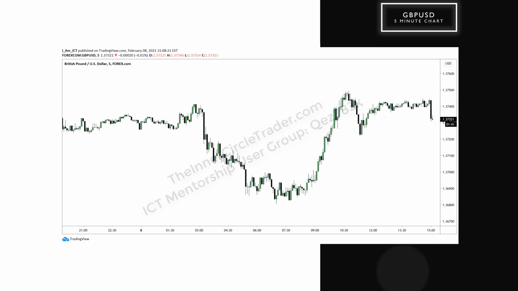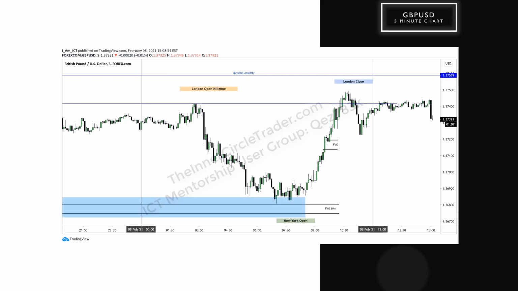All right, British pound versus the US dollar. This is our 5-minute chart. All right, so we have the London Open Kill Zone, creates the initial high of the day, trades down into a 60-minute fair value gap right in here, and an order block. So there's a couple different things in here that you can look at, but the turning point comes in at New York Open. So it trades there, starts to trade higher, creates a small little fair value gap in here ahead of London close, and then finally trades up into the buy side liquidity here.